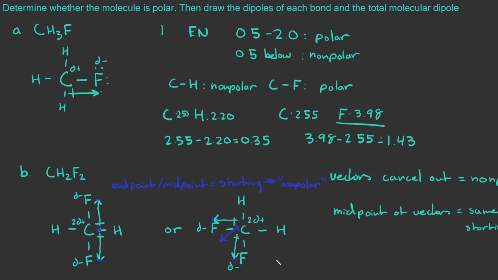And since they are not the same, so endpoint is not equal to the starting point, this is a polar molecule. But the problem with this molecule is that it actually doesn't look like this, right? These things have three-dimensional shapes, and so we have to actually factor that in to figure out, is this a nonpolar molecule or a polar molecule, right? Because right now, depending on how we draw it, it could look like it's a nonpolar molecule, or it could look like it's a polar molecule. And so let's look at this real fast.